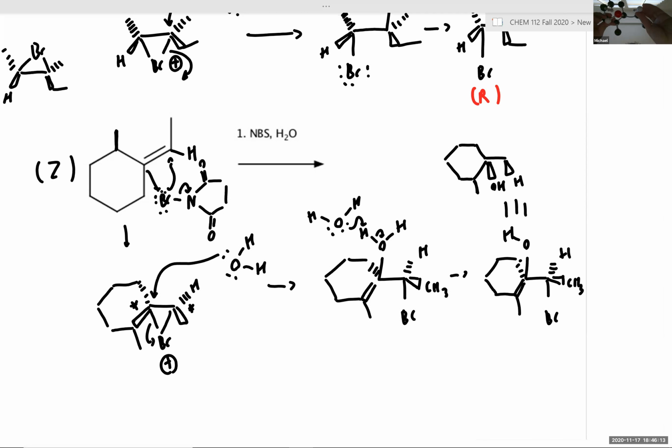So if our hydrogen is pointing towards us, what group is pointing away from us? What's this group in the back? The bromine. Yep, exactly right.